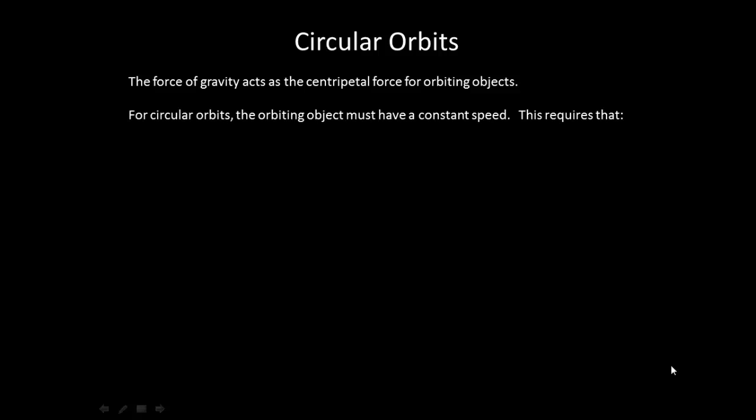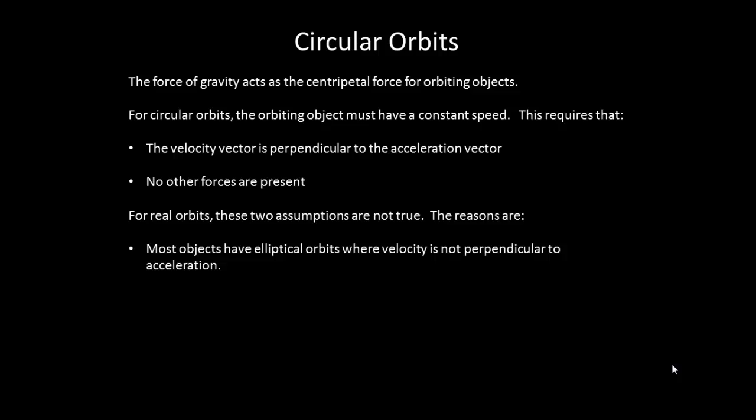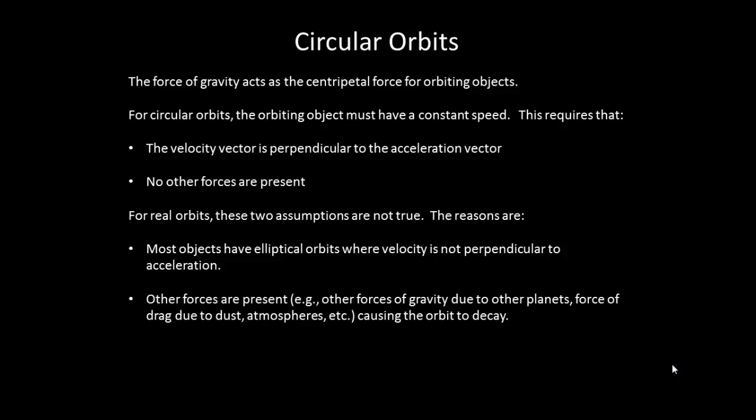For circular orbits, the orbiting object must have a constant speed. This requires two things. One, that the velocity vector is perpendicular to the acceleration vector, and two, that there are no other forces present. For real orbits, these two assumptions are generally not true. The reasons are, most objects have elliptical orbits where velocity is not perpendicular to acceleration, and other forces are generally present. Other forces due to planets, dust, atmospheres, etc., causing the orbits to decay. We will only be considering circular orbits.